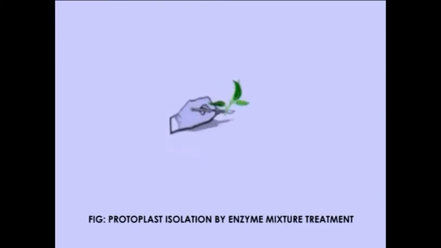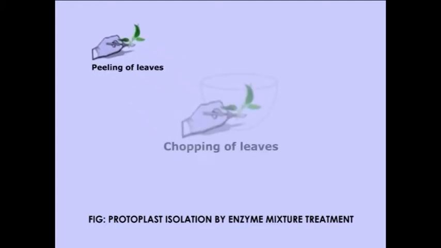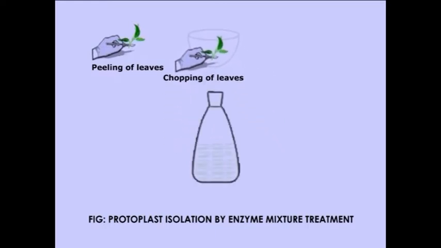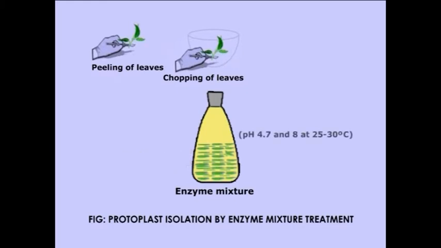When leaves are used to isolate protoplasts, they are first surface sterilized using appropriate surface sterilizing agents. The lower epidermis of sterilized leaves is peeled off using forceps, followed by chopping the leaves into pieces with a sharp scalpel. The leaf pieces are suspended in an enzyme mixture of pectinase or macerozyme and cellulase, with pH adjusted between 4.7 and 6, and temperature at 25 to 30 degrees Celsius.